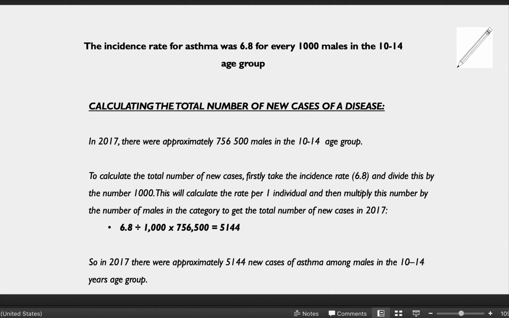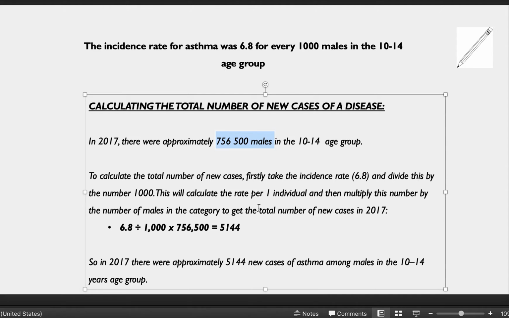So the incidence rate for asthma was 6.8, and that's for every 1,000 males in the 10 to 14 category. So that means that of 1,000 males in that age category for that year, 6.8 of them were being diagnosed with asthma. So if there were 2,000 males, then it would be close to 13 individuals. So the way that we actually calculate it is that we need to know how many males or females, whichever category you're looking at, are actually in existence in that country in that year for that age category.